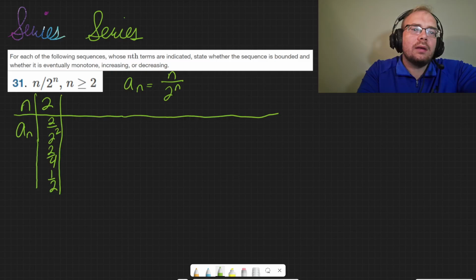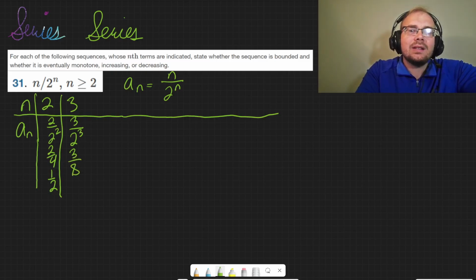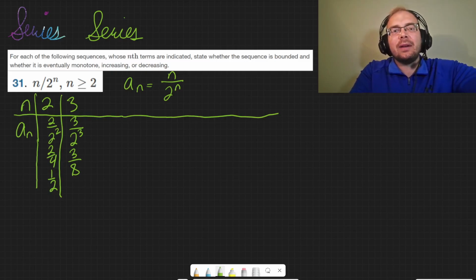Okay, good so far. What about 3? Well, then that would be 3 over 2 to the third power. That's not going to simplify quite as much. Oh, I'm writing 2 instead of 3. Sorry. Other way around. 3 over 2 to the third power is 8. So it's going to be 3/8, and that's not going to simplify anymore.